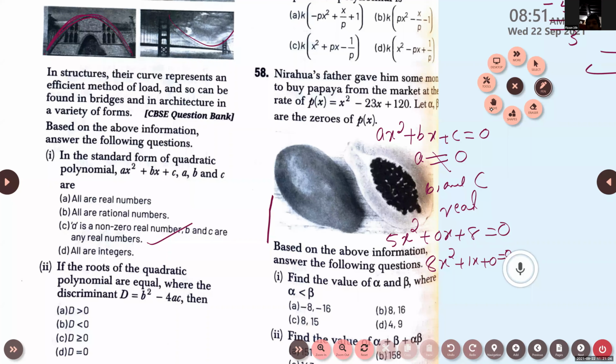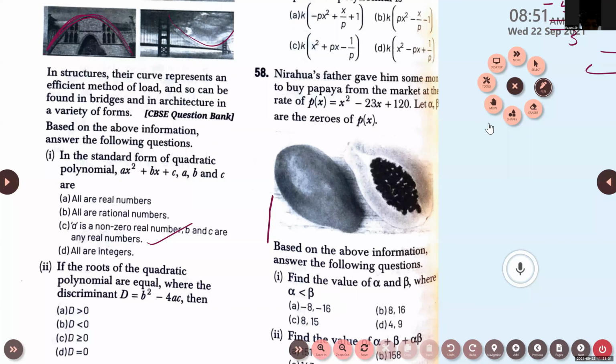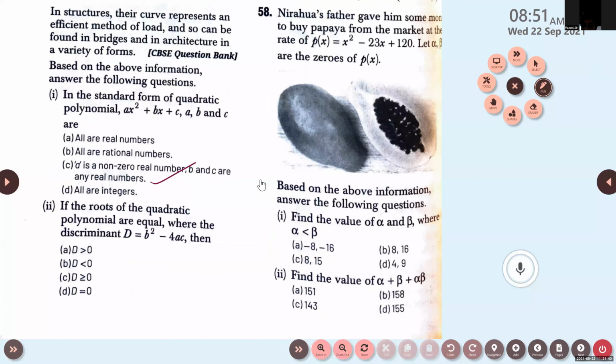Second, in my guide it is showing that if the roots of a quadratic polynomial are equal, which option is correct? The discriminant D is equal to b square minus 4ac. If the roots of the quadratic polynomial are equal, then D, the determinant, will be what?